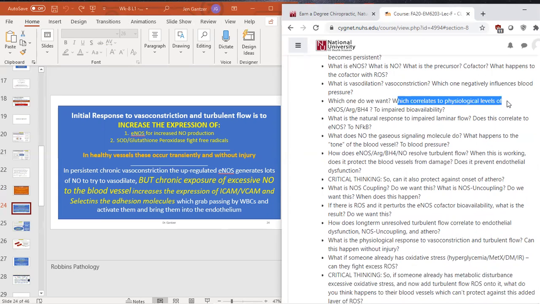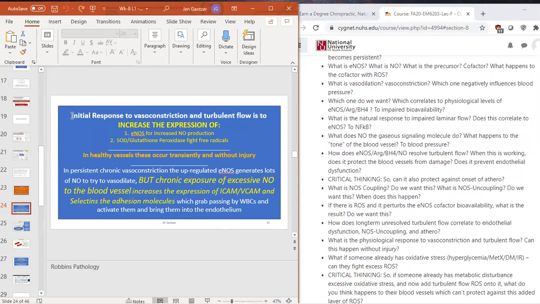Which one correlates to physiological levels of eNOS with BH4 and arginine? That's your vasodilation. That's exactly what eNOS, arginine, and BH4 generating nitric oxide does, is it's vasodilation, because nitric oxide is a gaseous vasodilator. And then which correlates to impaired bioavailability? That is your body habitus of oxidative stress and inefficient antioxidant protection. And that is going to be vasoconstriction.